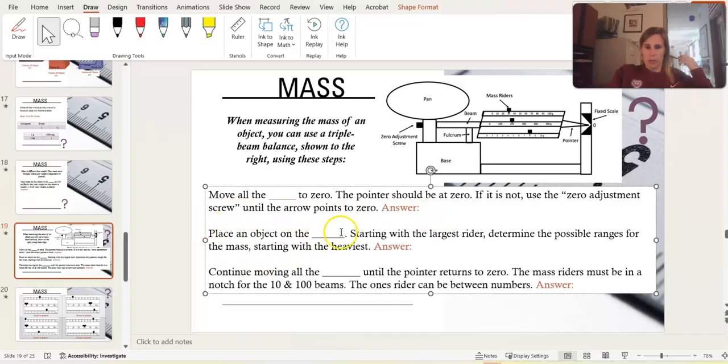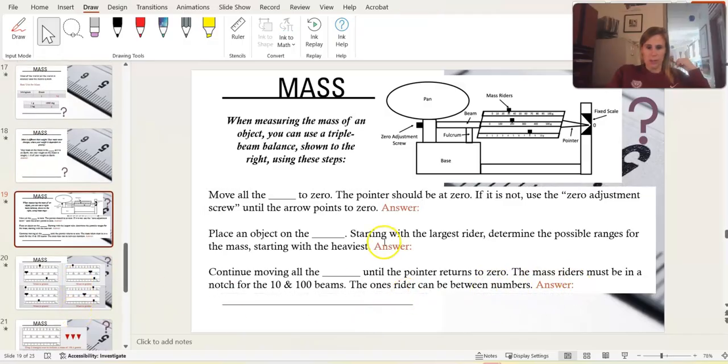Place the object on the pan. Starting with the largest rider, determine the possible ranges for the mass, starting with the heaviest. So you would start with the 100 here. Then continue moving all the riders until the pointer returns to 0. The mass riders must be in a notch for the 10 and 100 beams. The ones rider can be in between numbers. Again, you're not answering in the blanks. You're answering afterwards as an answer.